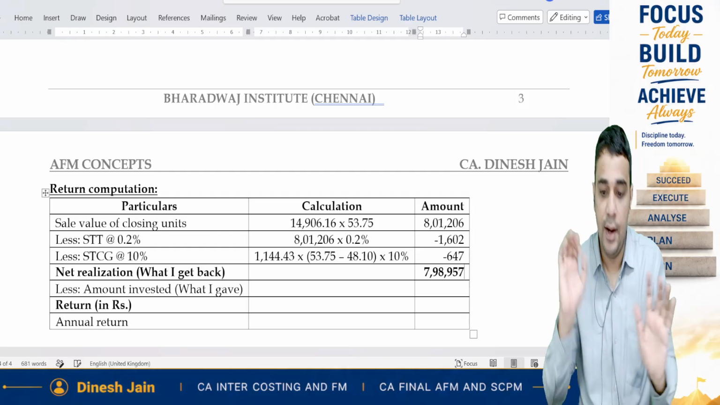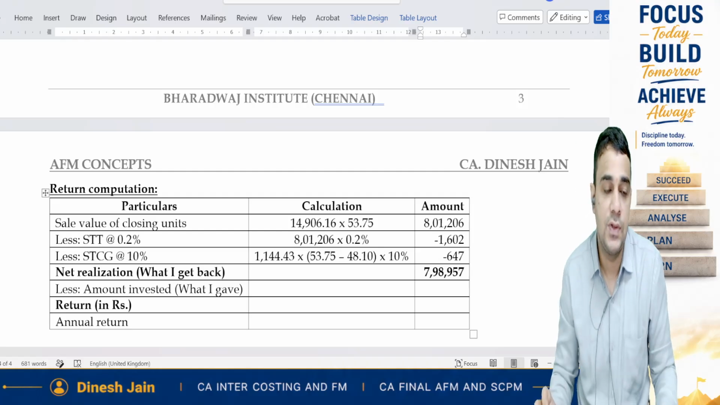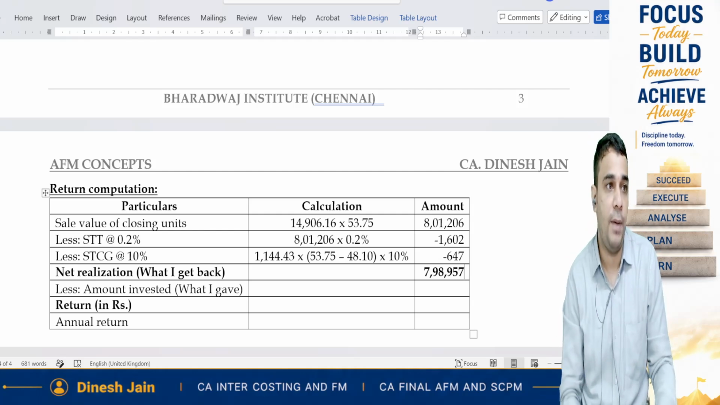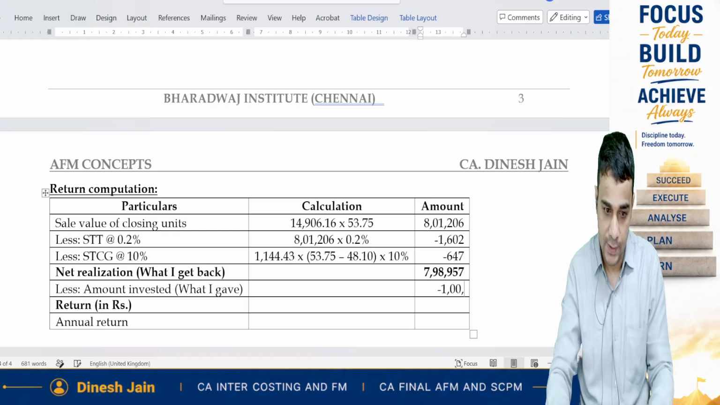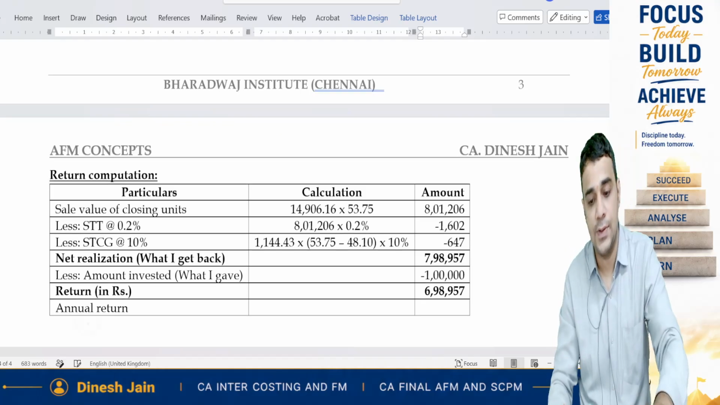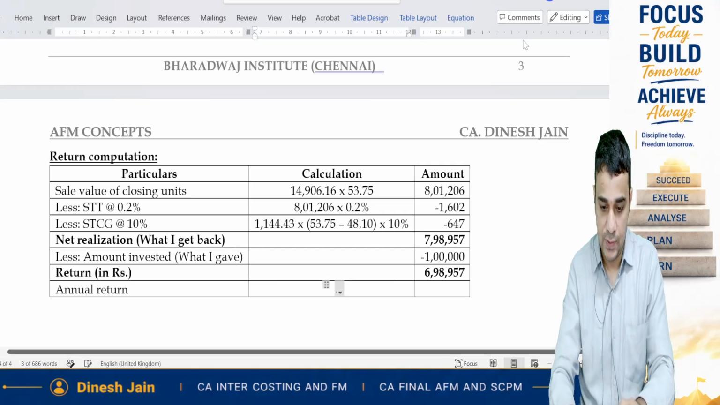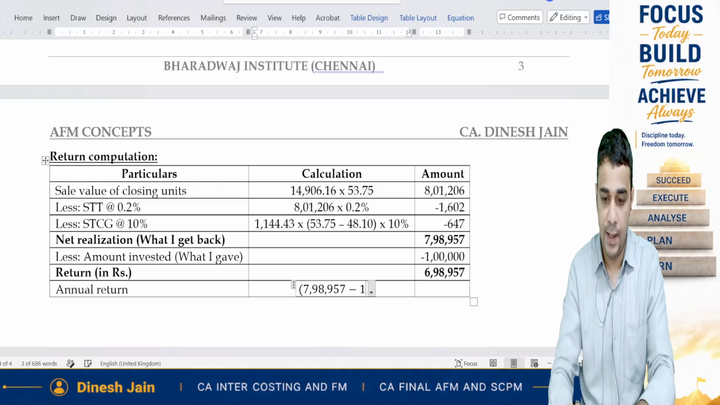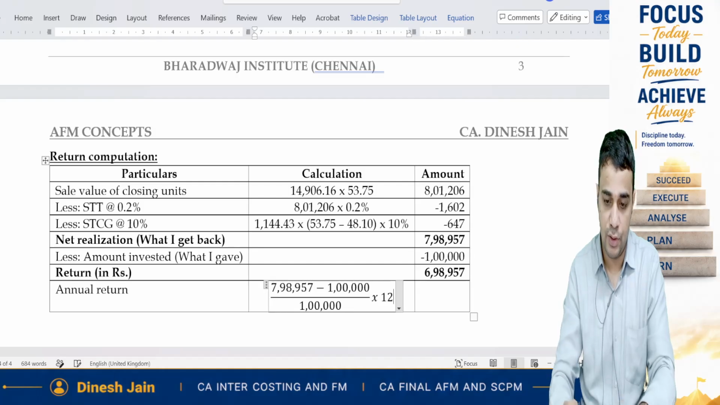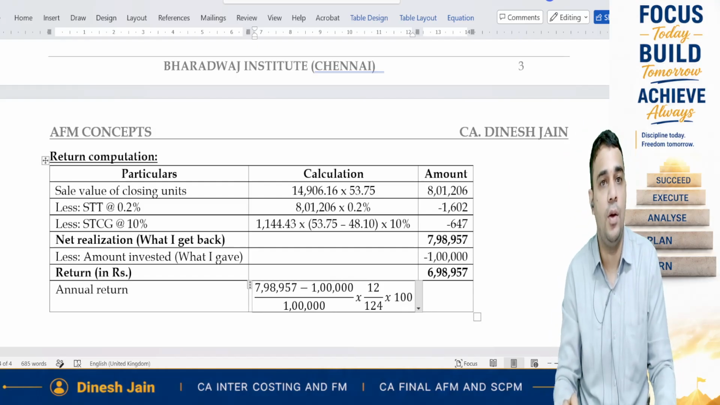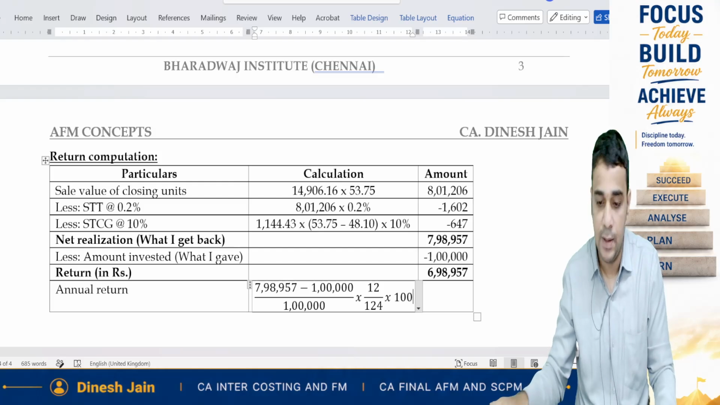7 lakh 98,957 is what I get back, minus 1 lakh, 698,957, and we do the same analysis. 798 minus 1 lakh divided by 1 lakh, 12 by 124 into 100. Give me the percentage.